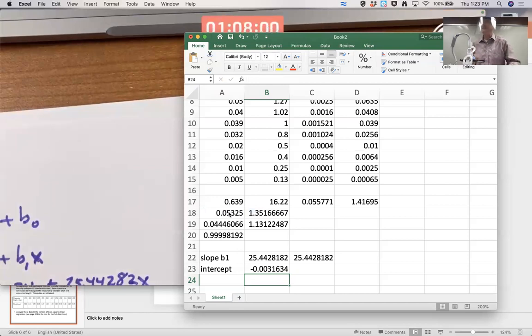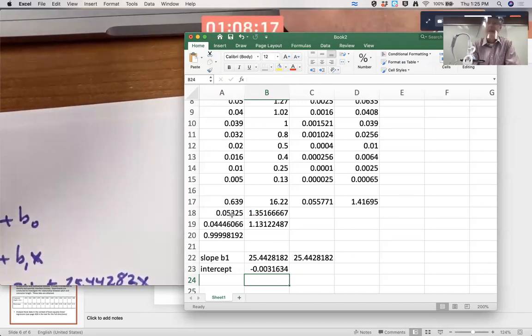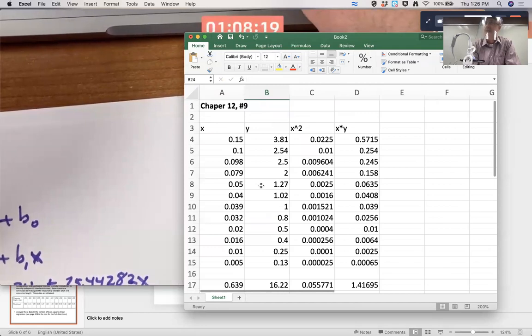What is the value of SSE when B1 is 25.4428 and B0 is negative 0.00316? I could figure that out. I think I won't for the sake of time today, but we'll do it next Tuesday.